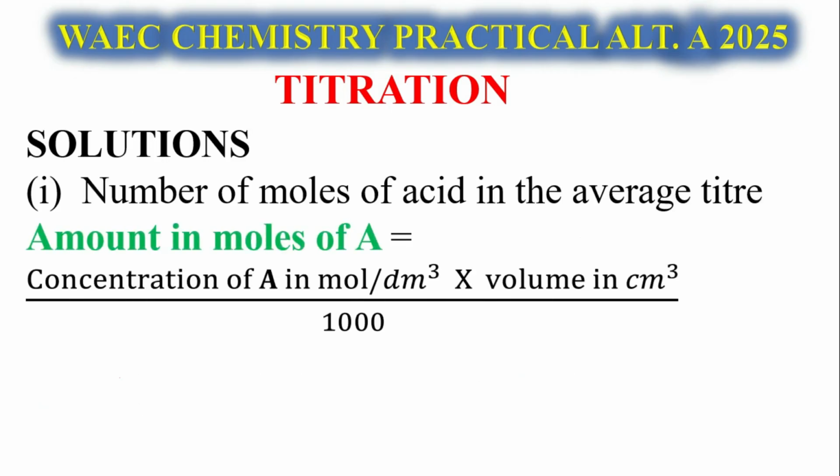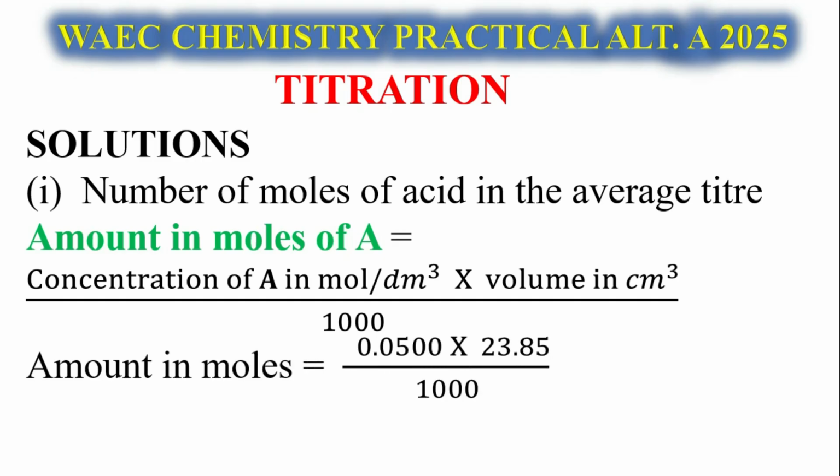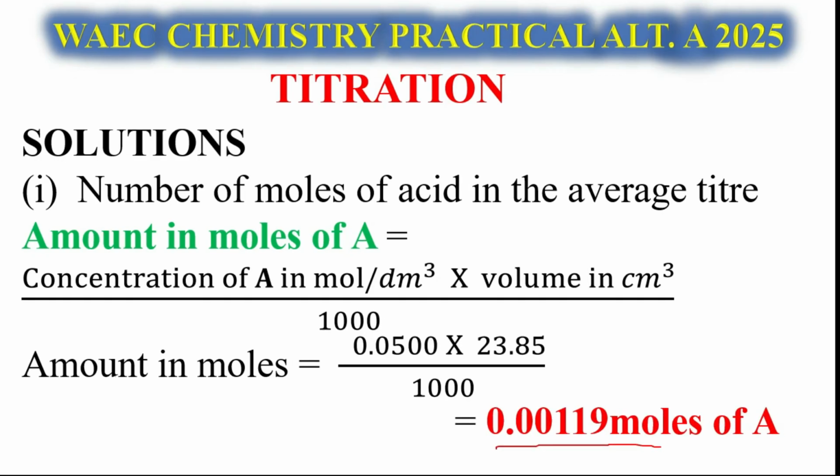So let me quickly explain how to do that to you. First of all, let's look at the number of moles of acid in average titre. The formula to be used is conc of A in mole per dmq times volume over 1000. Of course, you have been given your conc of A in mole per dmq, which is 0.0500 multiplied by 23.8, which is the average volume of acid that we have been using, divided by 1000. So our final answer is 0.0119 moles of A. Please take note, moles of A.